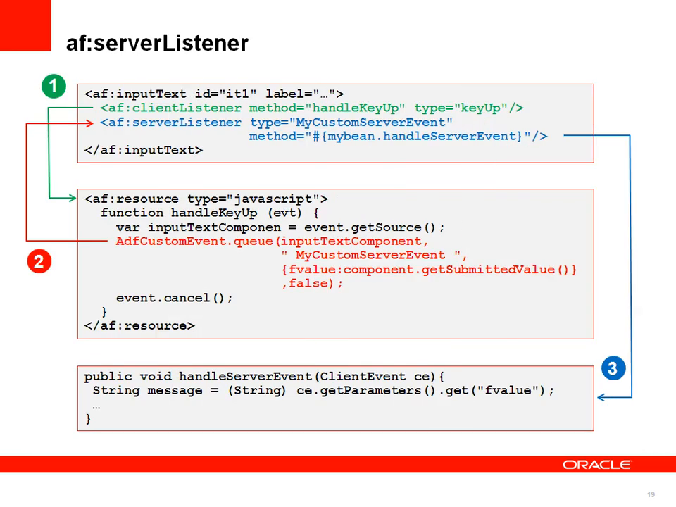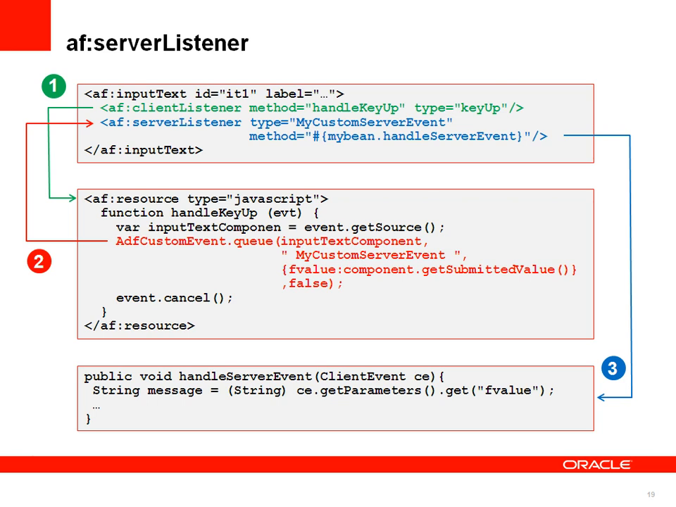I have an input text field that has a client listener assigned to listen for the key up event. And whenever this happens, it calls JavaScript called handle key up, which in turn calls the server listener to send the current values typed into the field, the string that's currently available as a value of the field, to the server just for printing. To do this, the JavaScript function uses a call to ADF custom event, which is a static class, and then queue. So it's queuing the event so that with the life cycle it's sent asynchronously to the server.